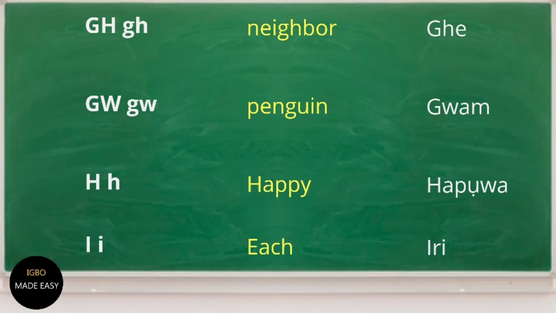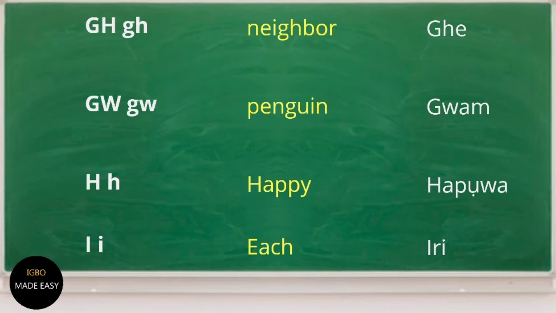Gwam is tell me. If you master the pronouns, you can switch the m at the end with ya, with ha, or with ge. Gwam is tell me. Gwaya is tell him, tell her, tell it. Then gwaha is tell them. So that is it. We move to the next one, which is he.